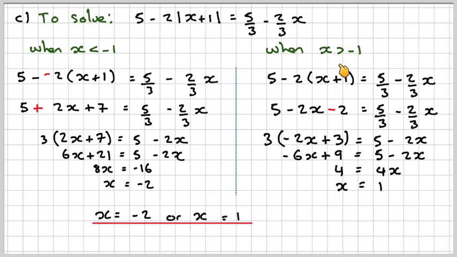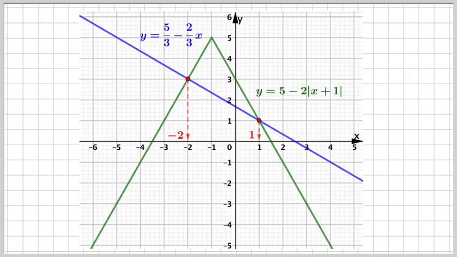Just a note, if you try to solve it for x greater than -1 and get a value less than -1, then you know that's not a solution. That possibly could happen in a different problem. And then finally, there's a graph of the whole situation. That's the original absolute value function graph. Here is the graph of 5/3 - (2/3)x. And you can see very clearly it cuts at the intercepts at -2 and 1.